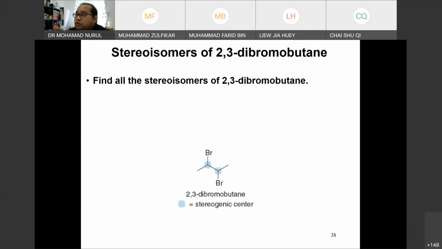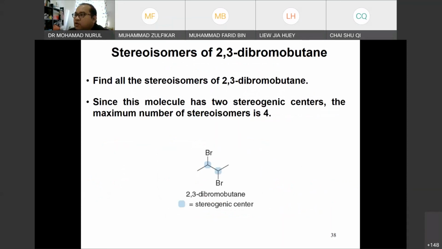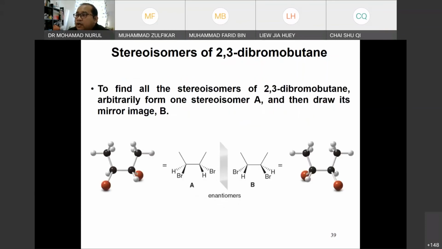So for the stereoisomers of 2,3-dibromobutane, find the stereoisomers of 2,3-dibromobutane. Since the molecule has two stereogenic centers, we have here 1 and 2, 2 to the power of n, 2 to the power of 2, is 4. So to find all stereoisomers of 2,3-dibromobutane, that is the first example. This is the second example.